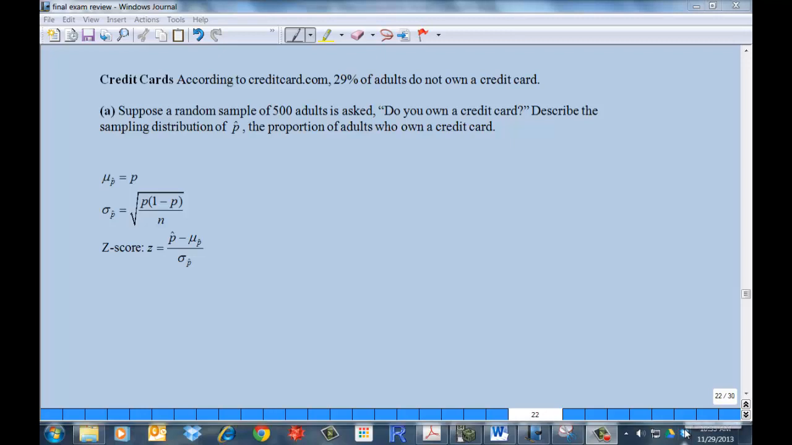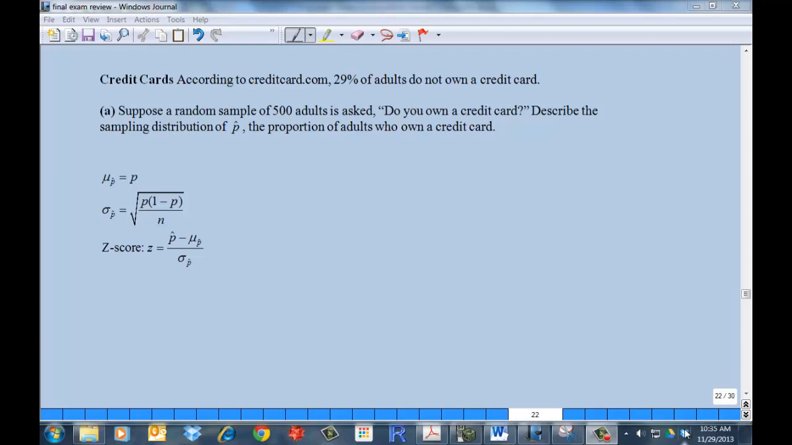Alrighty, so this next question deals with the sampling distribution of the sample proportion p hat. According to creditcard.com, 29% of adults do not own a credit card. Part A, suppose a random sample of 500 adults is asked, do you own a credit card? Describe the sampling distribution of p hat, the proportion of adults who own a credit card. So this question here, we ask 500 adults, do you own a credit card?